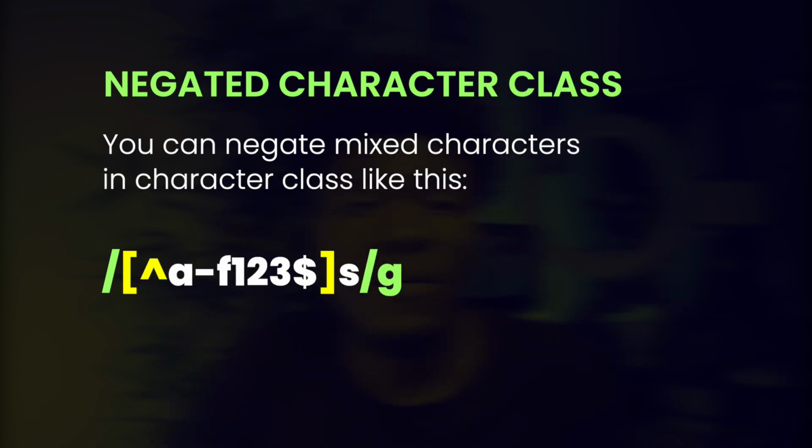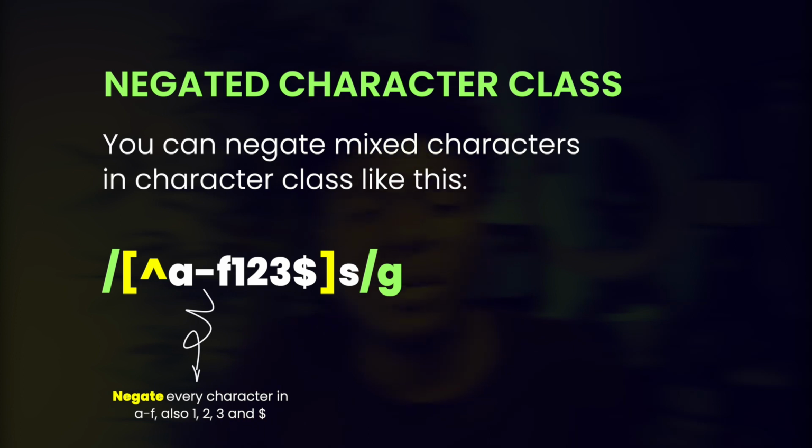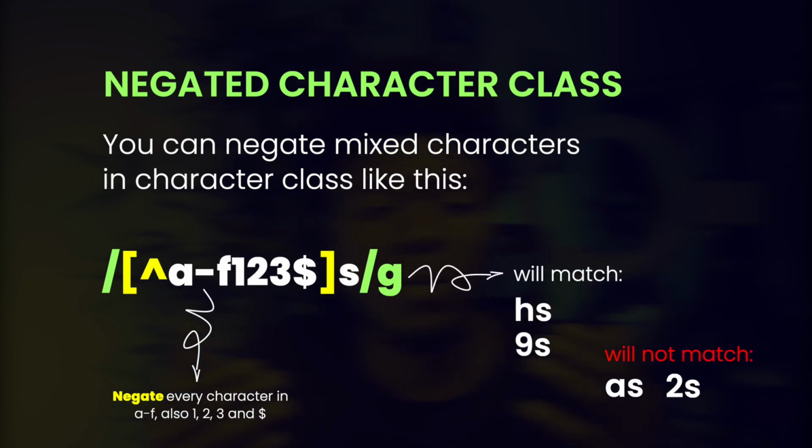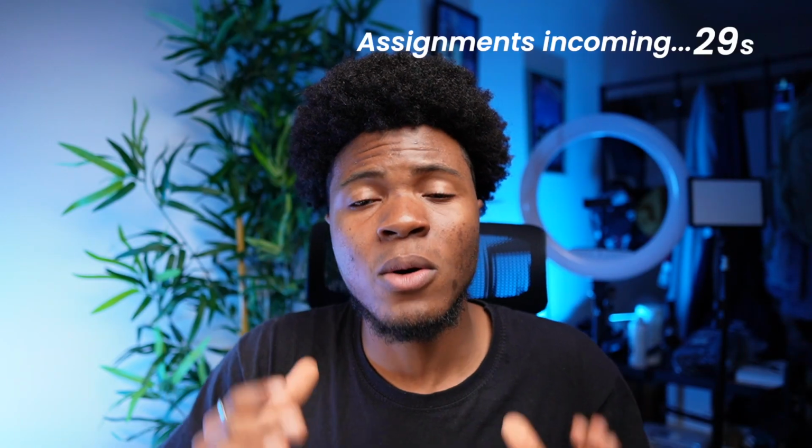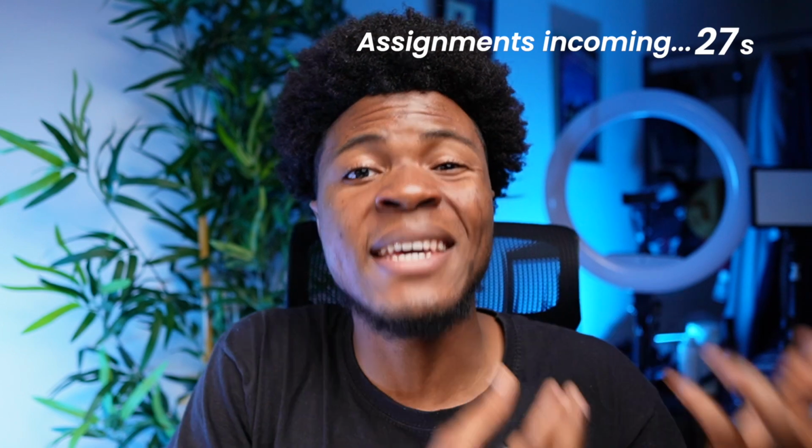And you can also negate mixed characters. For example, you can have a negated character class like this, where you have your square bracket, the caret symbol, and $A-F123. And after this negated character class, let's say you have S. Any characters that do not begin with any of these that is followed by the character S would be a match.